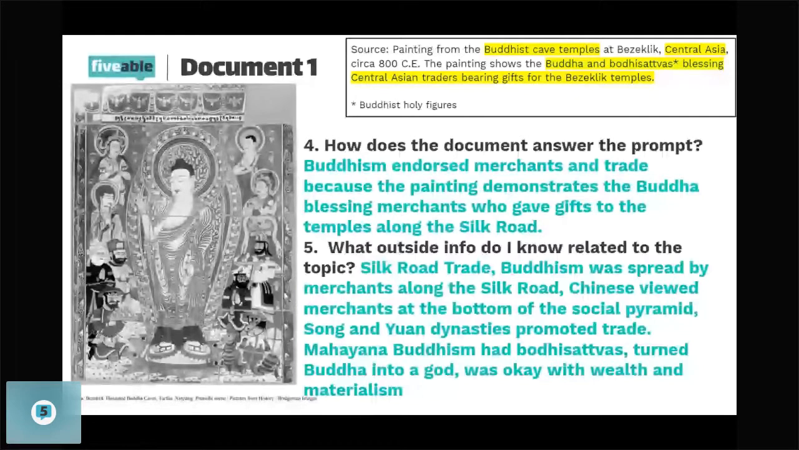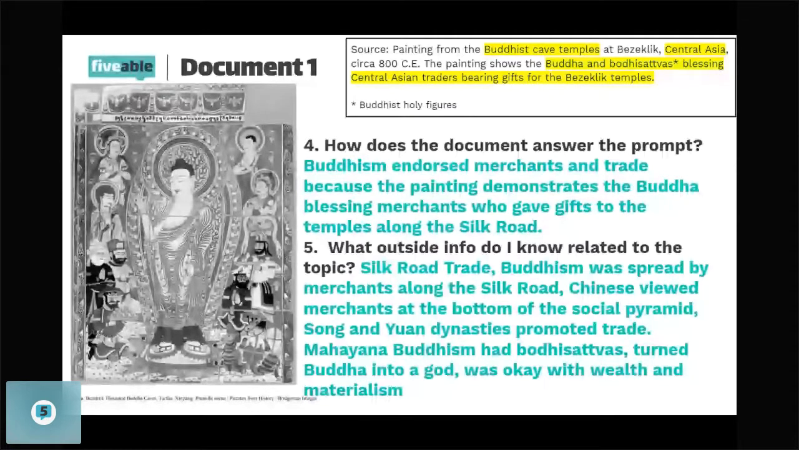The Chinese viewed merchants at the bottom of the social pyramid. The Song and Yuan dynasties promoted trade. Mahayana Buddhism had bodhisattvas. They turned Buddha into a god. They were okay with wealth and materialism. So you could explain any of those things.